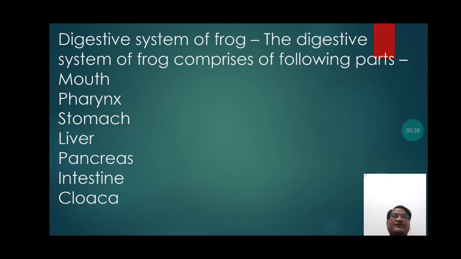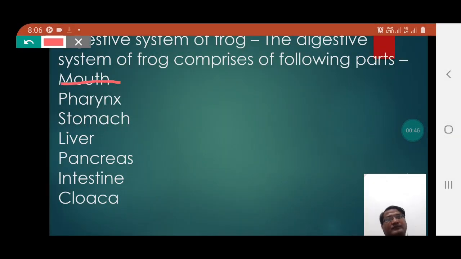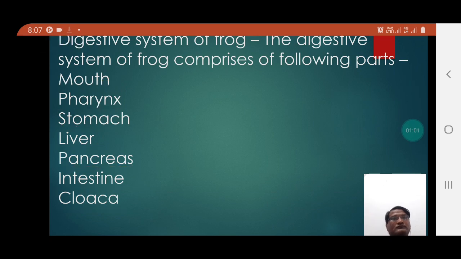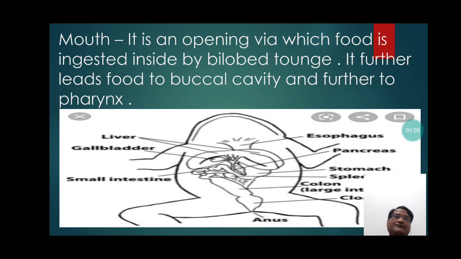The digestive system of frog comprises of the following parts: mouth, pharynx, stomach, liver, pancreas, intestine and cloaca. Students, these are the important parts of the digestive system of frog.